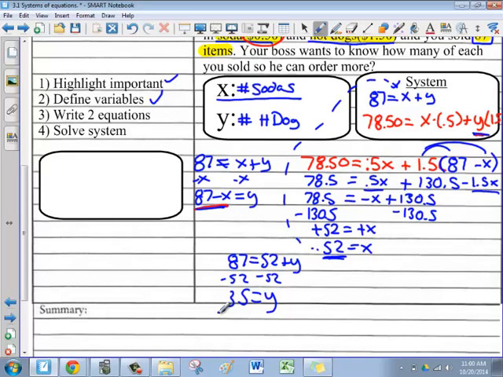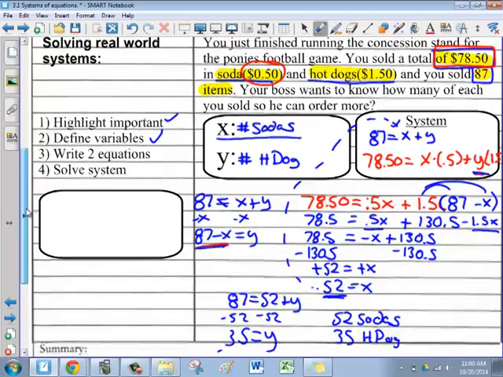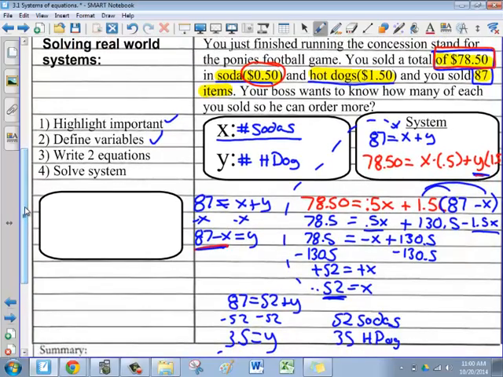So in the end, 52 sodas. You can tell your boss this: 52 sodas, boss, and 35 hot dogs. Go order them. There we go. And that's how you can use systems of equations to solve real world problems like this. Now, it's not always going to just be 2 of these. It could be 3, 4, 5, 6. But we'll stick to 2 for now and practice that, and then we can add on later.